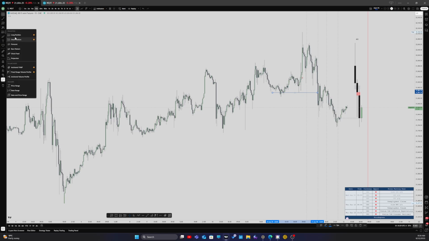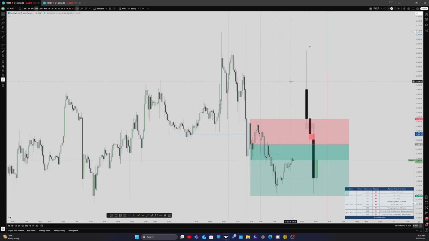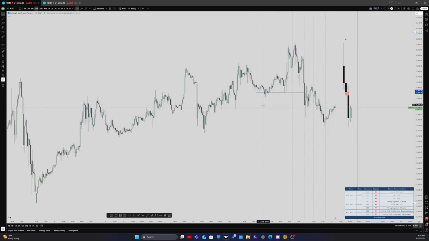So whoever was able to take a short here would have played out nicely. Not the greatest risk to reward though, right? Depending on where the short would have been taken. Let's look at what else might happen.